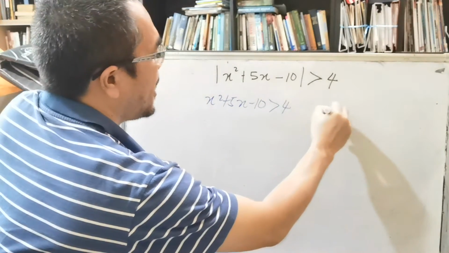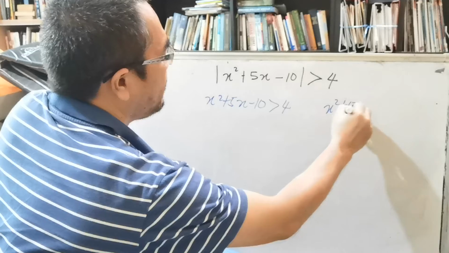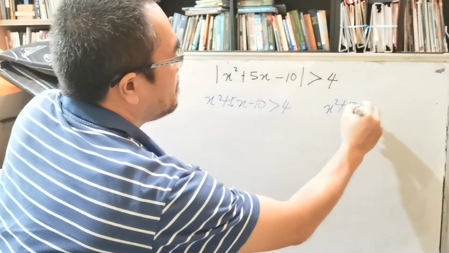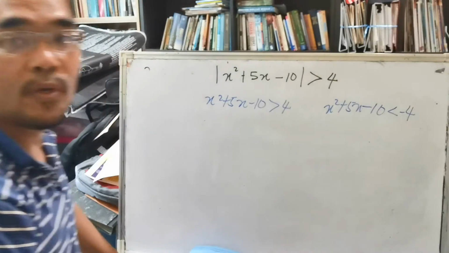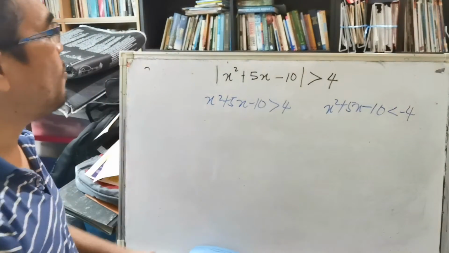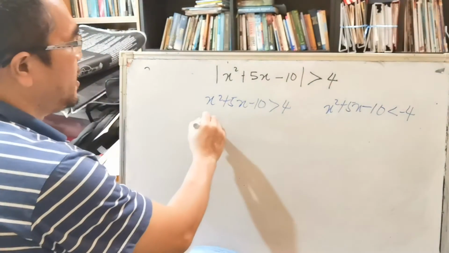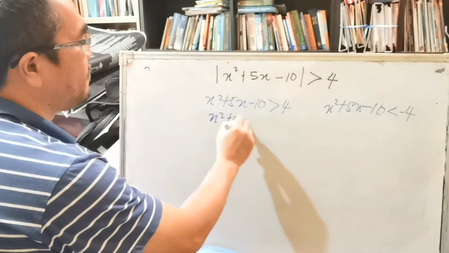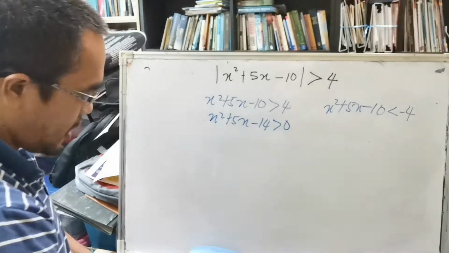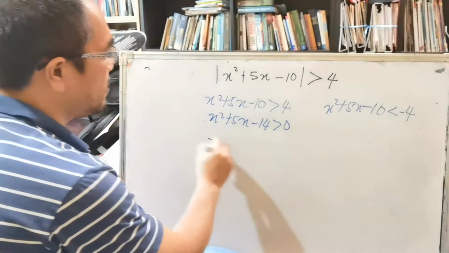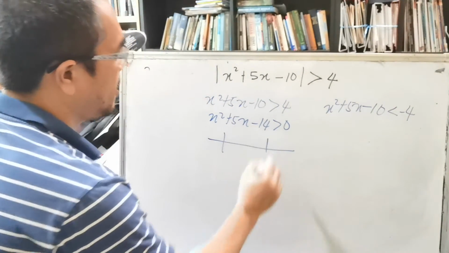Another one is x² plus 5x minus 10 less than negative 4. Okay, and you solve one by one. So here will be x² plus 5x minus 14 larger than 0, and you find the root using calculator.